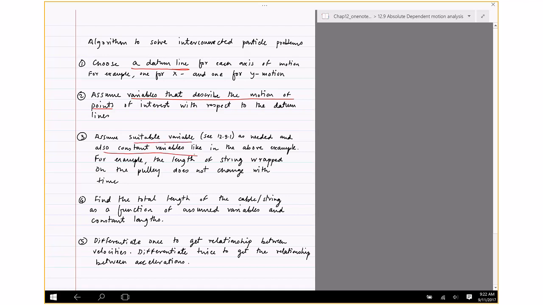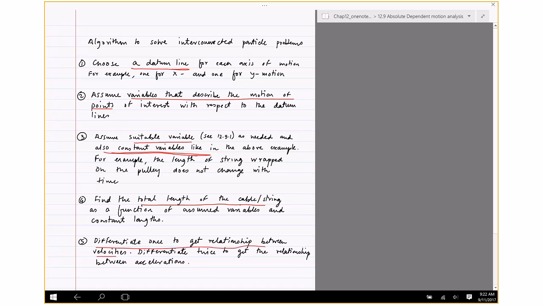Okay, so in this case, it means choosing things like lengths of strings and radius of pulley. You don't need to do the radius of pulley, but sometimes you have to do lengths of strings, and there'll be some problems where we do that. Then find the total length of the cable, which we did, right? L equals all that big expression on the right. And then differentiate once to get relation between velocities.